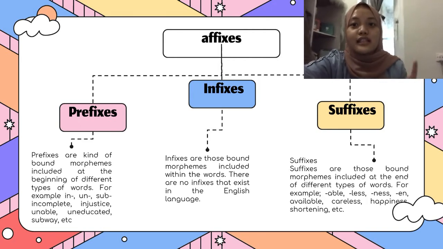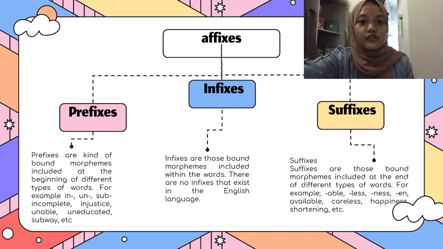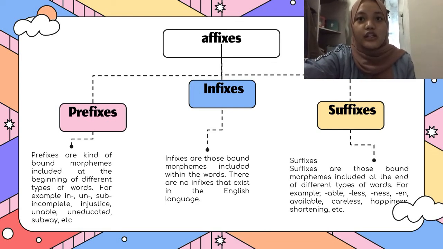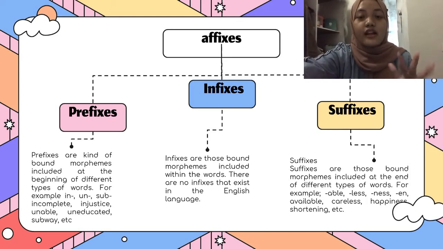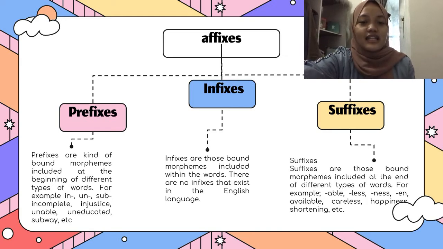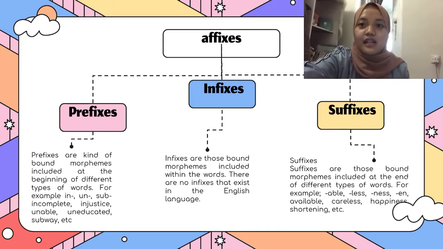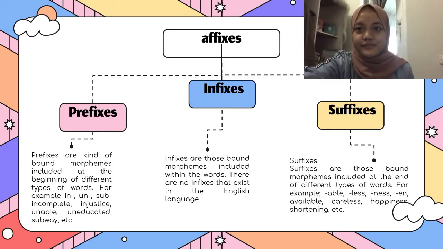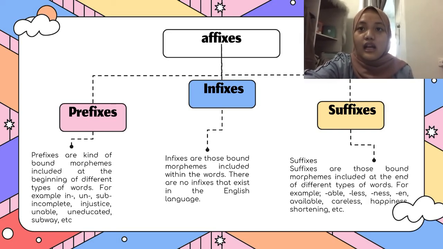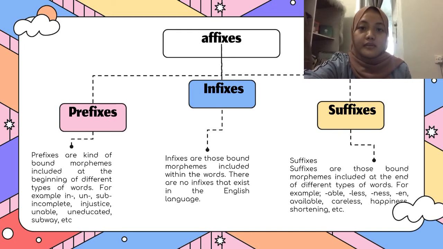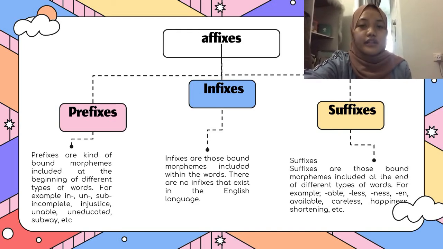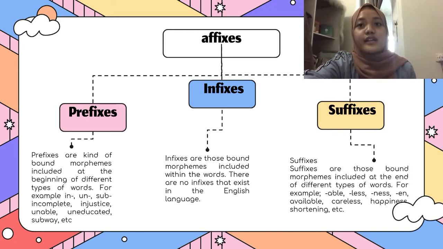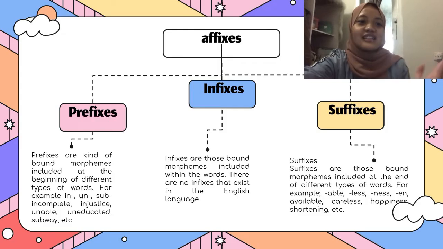Number 2 is infixes. Infixes are those bound morphemes included within words. There are no infixes in the English language. But last but not least is suffixes. Suffixes are those bound morphemes included at the end of different types of words. For example, able, less, careless, available, etc.